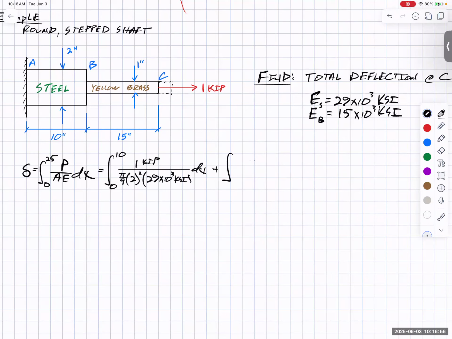Plus, for that second segment going from 10 inches up to 25 inches, I have that same 1 kip load, because if I sum the forces in the X, it's constant throughout. A different diameter here of 1 inch squared, and then I have the 15 times 10 to the 3rd, right? KSI, dx. Well, when I integrate that, we're integrating with respect to X.